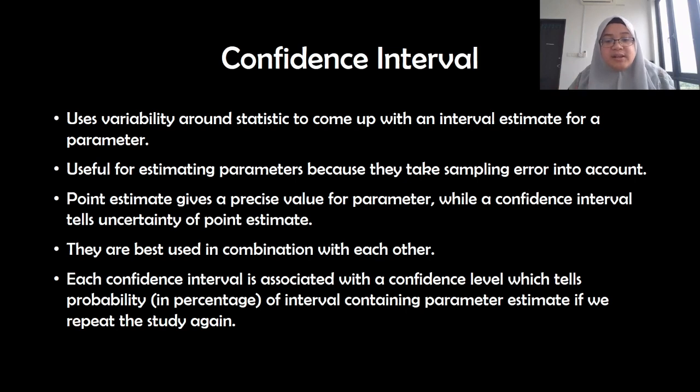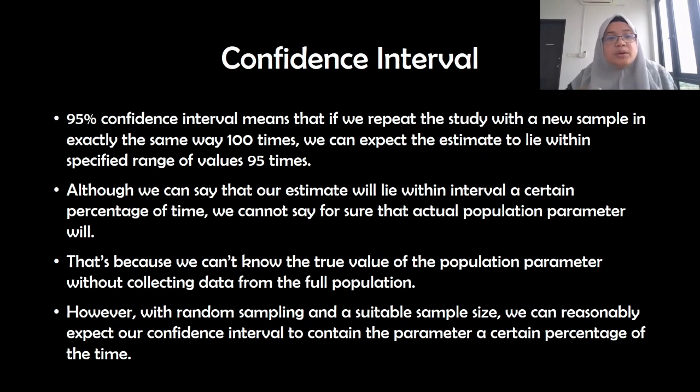Each confidence interval is associated with a confidence level, which tells the probability in percentage of the interval containing the parameter estimate if we repeat the study again. For example, a 95% confidence interval means that if we repeat the study with a new sample in exactly the same way 100 times, we can expect the estimate to lie within a specified range of values 95 times.